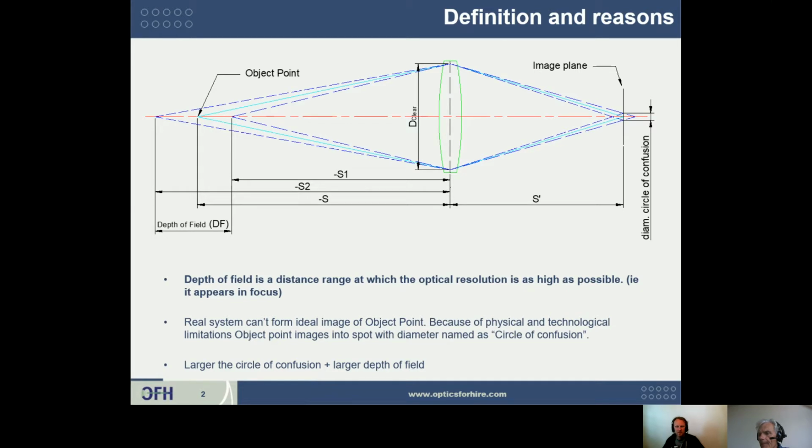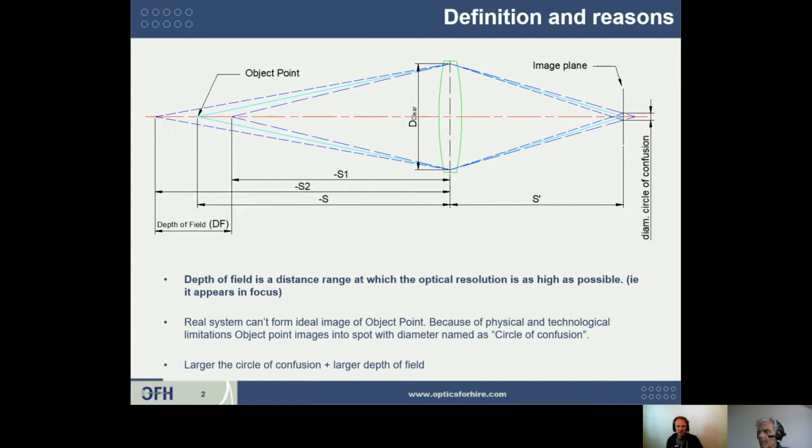And for the layperson, the depth of field is basically the area in which an image appears to be in focus. And in focus means that the optical resolution of that image or that object is as high as possible. And in some systems that we've designed, you want the depth of field to be as large as possible because you want a lot of things in focus. And we've also worked on optical systems where you want to have a very small depth of field because you didn't want items outside of the range you were interested in to be in focus.